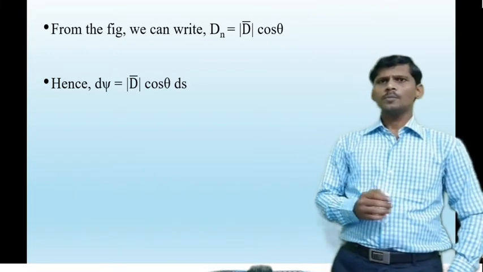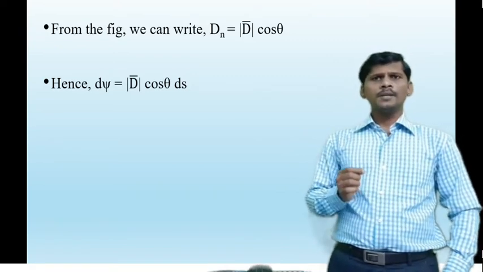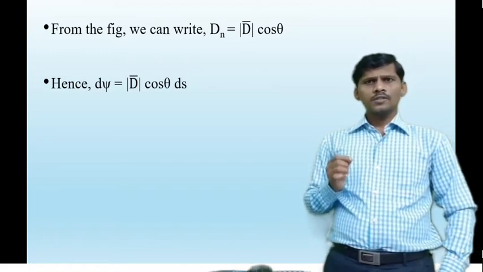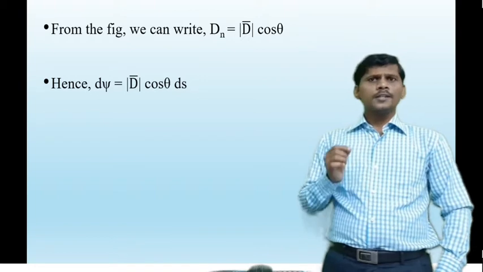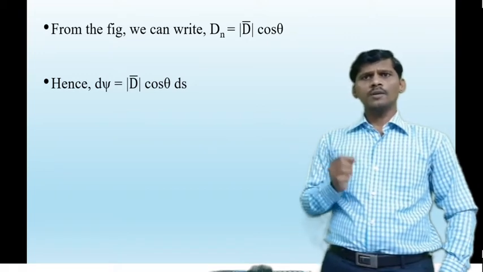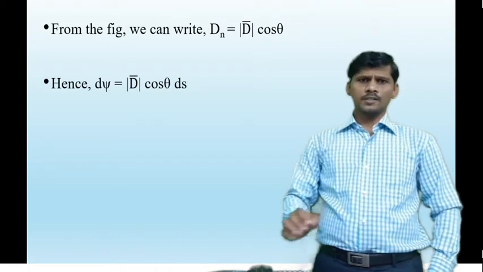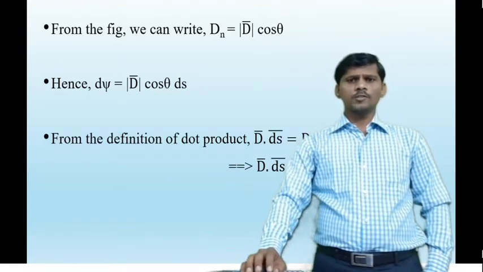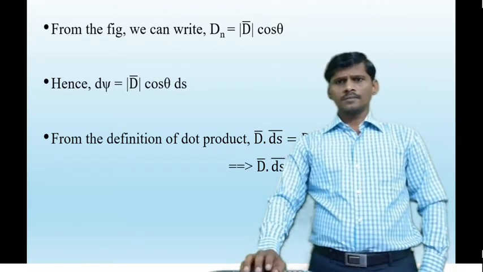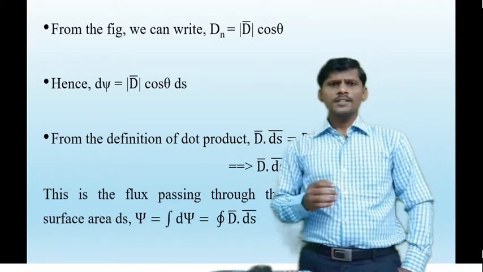Using the dot product between two vectors, a bar dot b bar equals ab cos theta. So magnitude of D bar cos theta ds is represented as D bar dot ds bar. Using the dot product, D bar dot ds bar equals capital D into ds into cos theta. Therefore, the flux d psi equals D bar dot ds bar. This is the flux passing through the incremental surface.